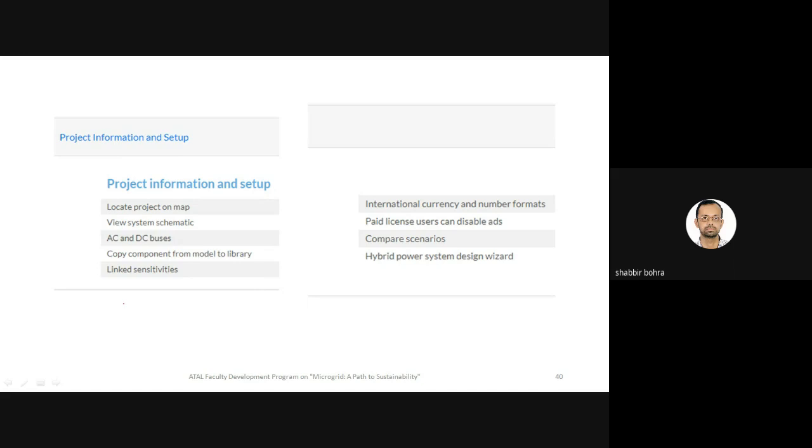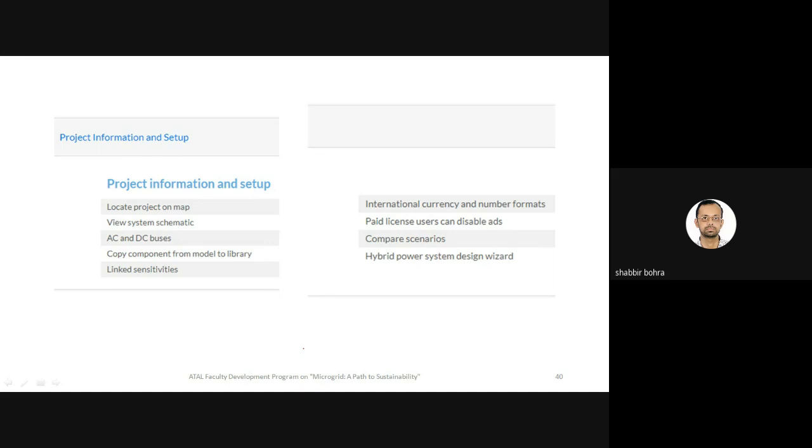If the diesel price increases, then what should I do with the PV and wind and the storage? So that is the link sensitivity. Even you can enter the different currency and the number format.